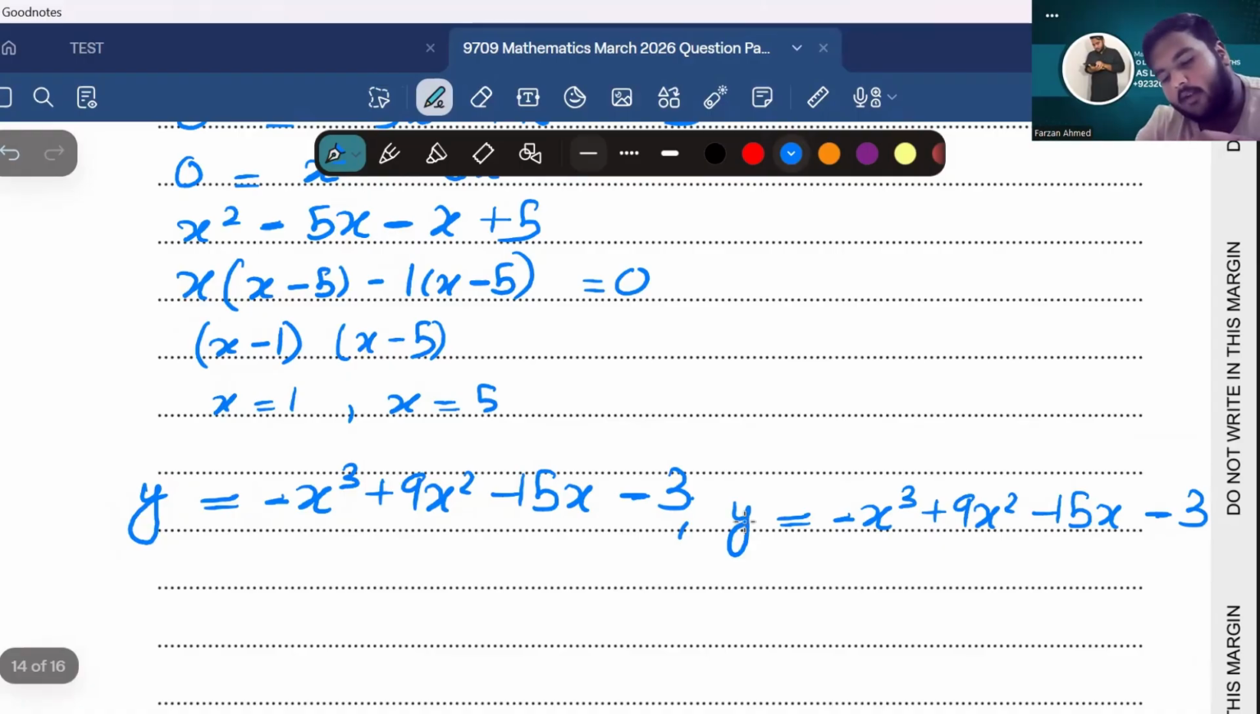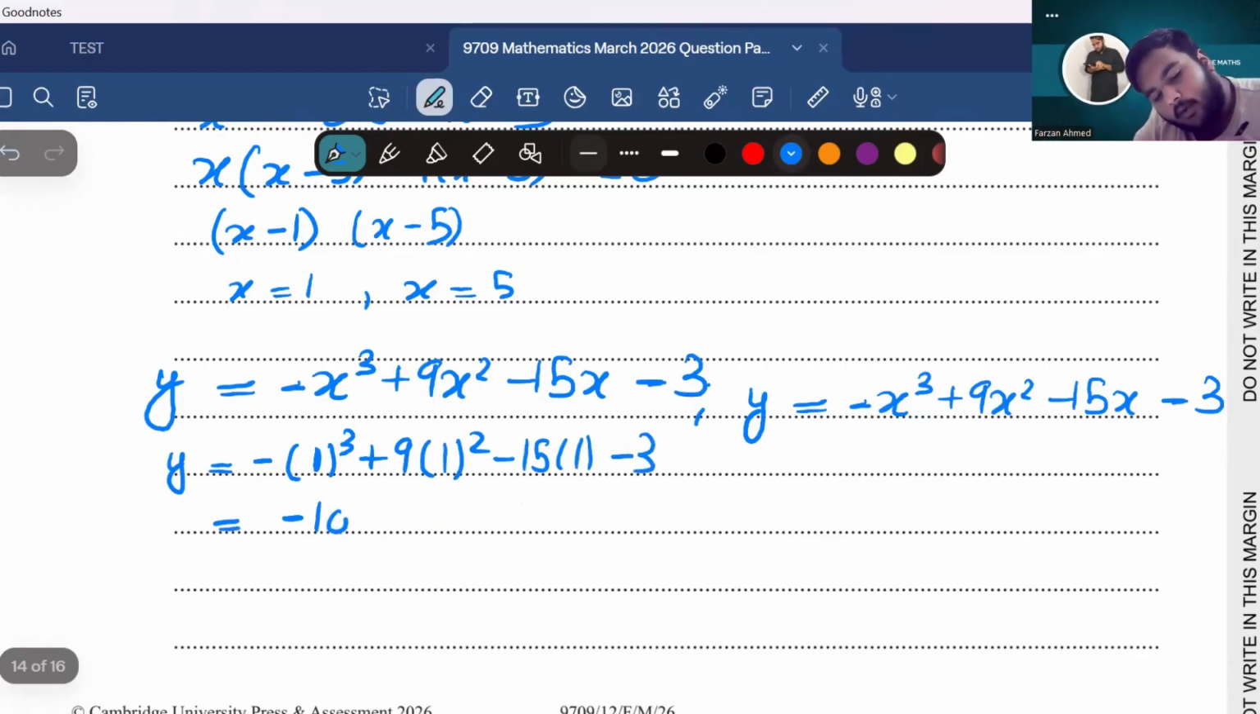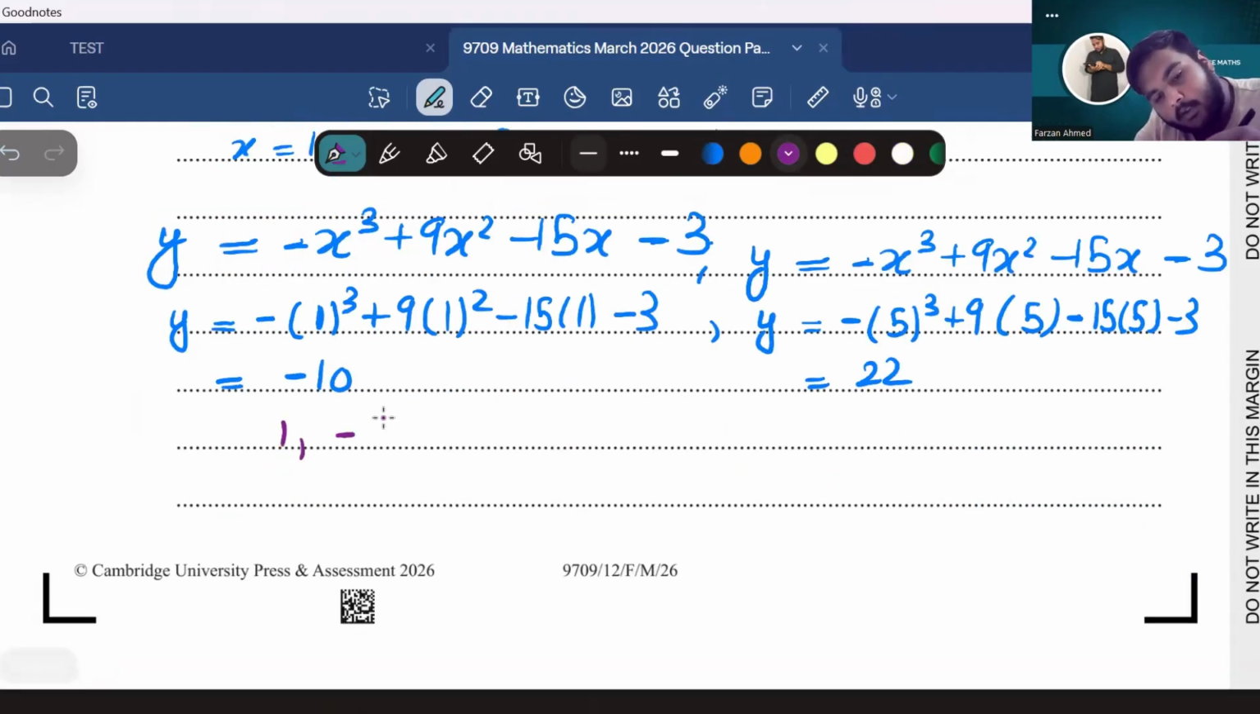Now we will find the y value. We plug into y equals minus x cubed plus 9x squared minus 15x minus 3 with x equals 1. So the y value we got is minus 10. And when we plug positive 5, 5 cubed plus 9 bracket 5 squared minus 15 bracket 5 minus 3, the value we got is 22. So the coordinates we got are 1 comma minus 10 and 5 comma 22.